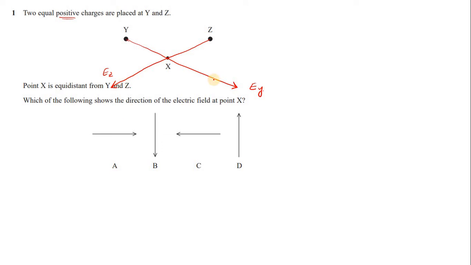Clearly you can see that if you add EY and EZ, the resultant electric field will be in between these two, because they have equal amounts of charge. So the magnitude of EY is equal to the magnitude of EZ. Magnitudes are the same, so the resultant vector will be exactly in between, vertically down. So the option is B.